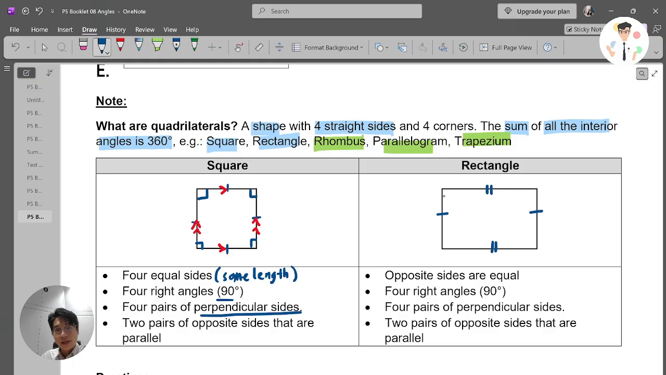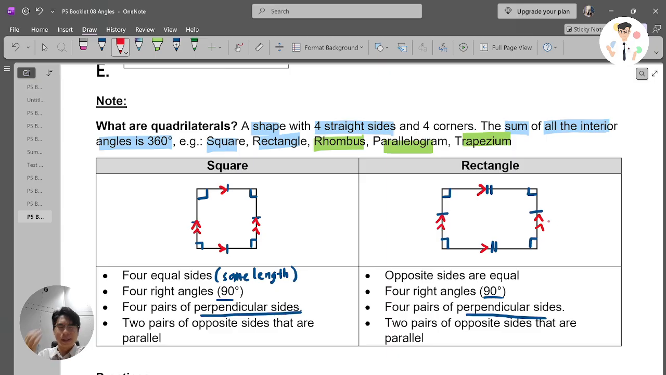Now, for right angles, as you know, all four are right angles. Next, four pairs of perpendicular sides, the same thing as what I've mentioned: 1, 2, 3, 4, and that adds up to four pairs. And next, two pairs of opposite sides. It's the same thing, so here and here are parallel, and here and here are parallel. That's why these two lines have two indications here.